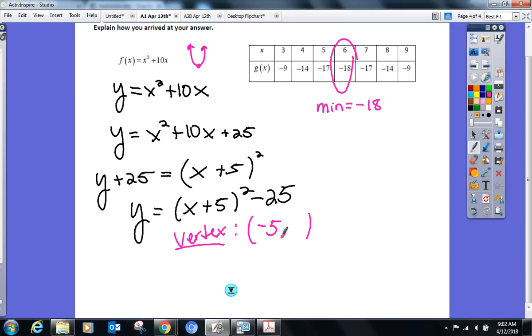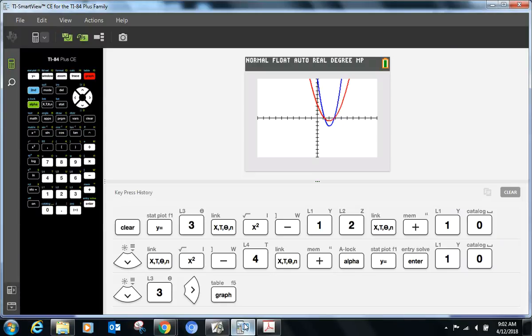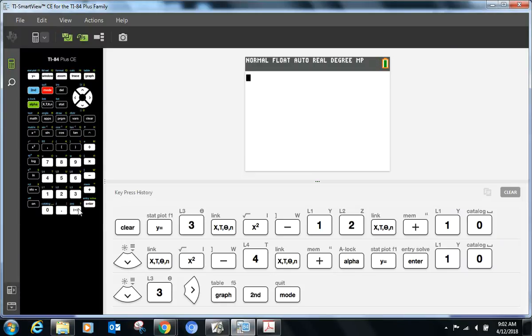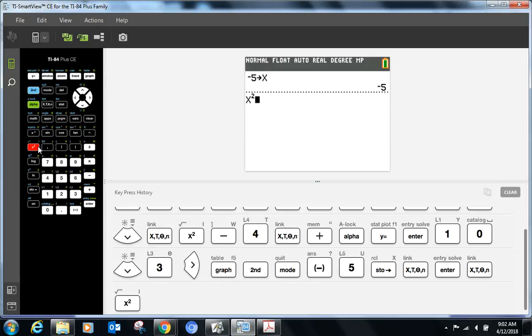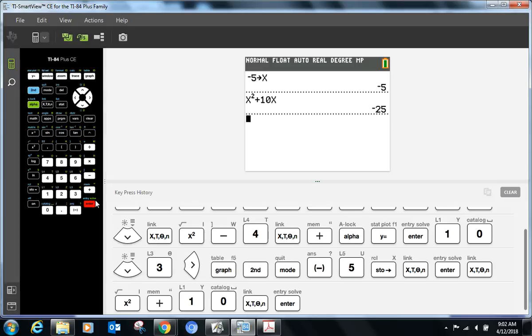What are you plugging in your calculator here? Here we go. Ready? I stored in x for negative 5. Okay, hold on. I'll do the same thing. Negative 5 stored in for x. Got it. And x squared plus 10x. Right? Negative. Okay.